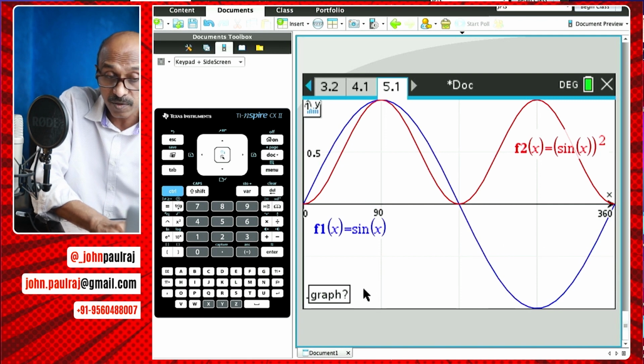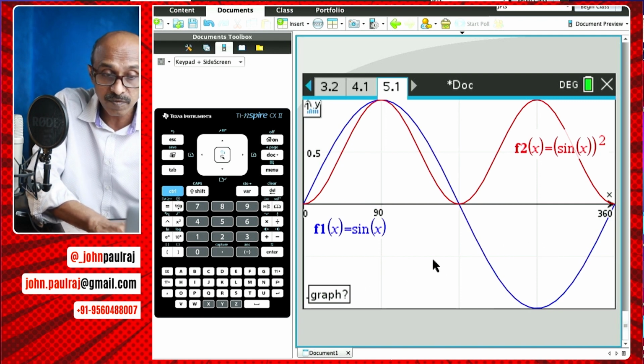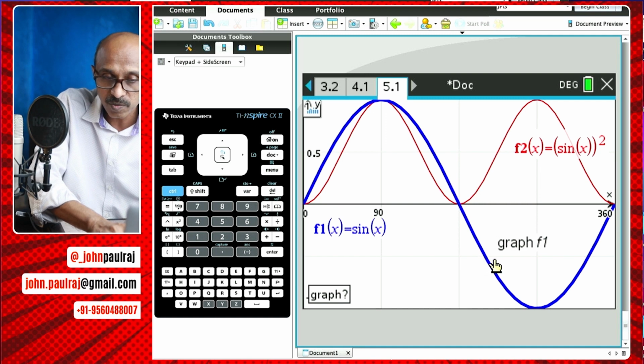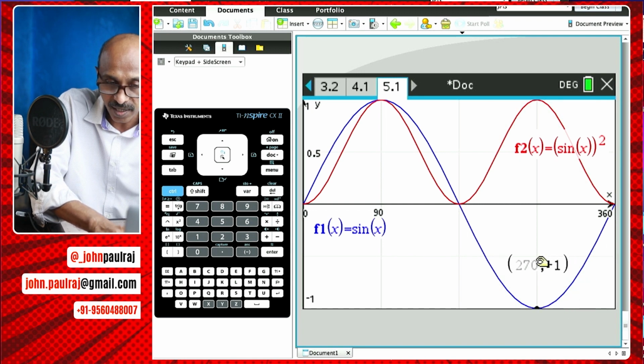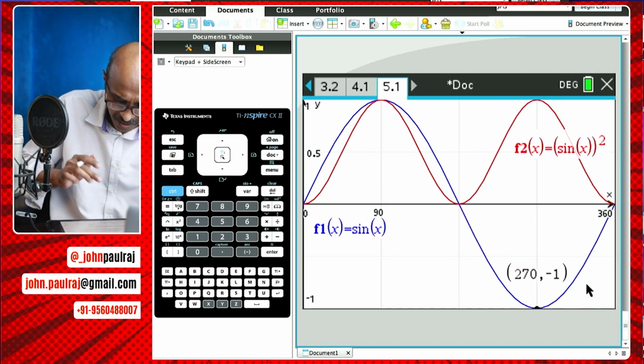So which graph? Obviously, you've plotted 2. The calculator is smart enough to ask which graph you are talking about. So you just have to go and highlight it if you've plotted 2 graphs. Hit there, and then you can add the bounds, and it'll give you the coordinates just like that. Okay, 270 comma -1, entered there.